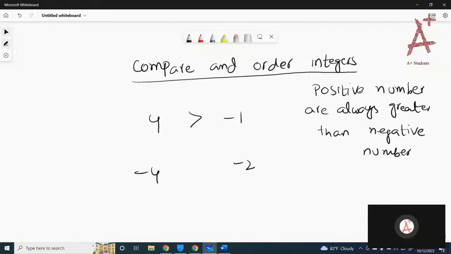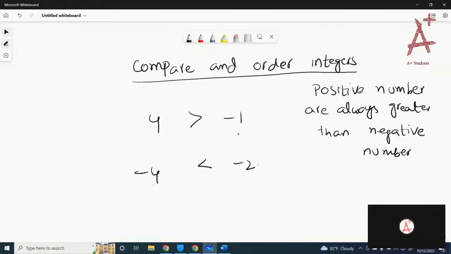Okay, the next one is negative 4 and negative 2. So negative 4 is greater than negative 2 or less than negative 2? What about negative 4 and negative 2? Negative 4 is greater than negative 2? Oh, yes, less than. No, no, no, Nancy, negative 4 is smaller than negative 2. As you are moving far from 0 on the negative side, the numbers are getting smaller and smaller. Got it? So negative 4 is less than negative 2.